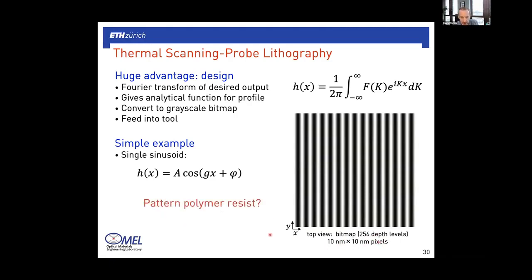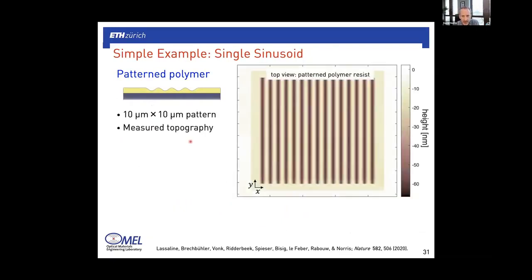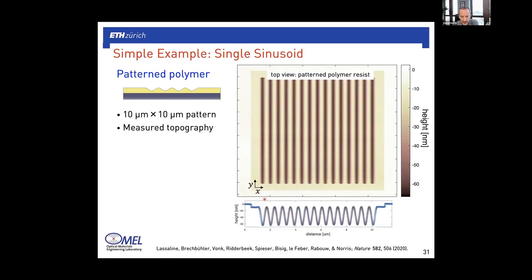Okay, so then Nolan took this pattern and tried to pattern the polymer resist. We can see what happened. He did this over a 10 micron by 10 micron pattern. And this is the measured topography that he made in the polymer. So again, the height profile goes up and down. This is the height color map here. And the structure is constant in Y. This is again looking down on this modulated surface.